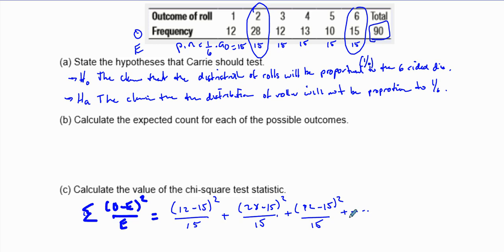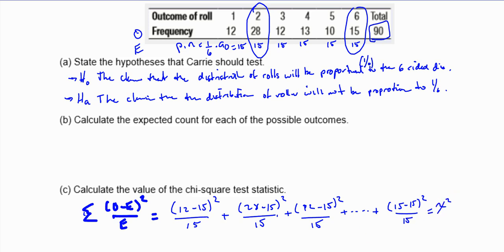So on a test or quiz, usually on the AP test, you can just write the first one or two, and then go to the last one. Then we're going to write the last one right here. So then we're going to go 15 minus 15, which we know is going to be equal to 0, divided by 15. And this will give us our chi-square statistic, okay?